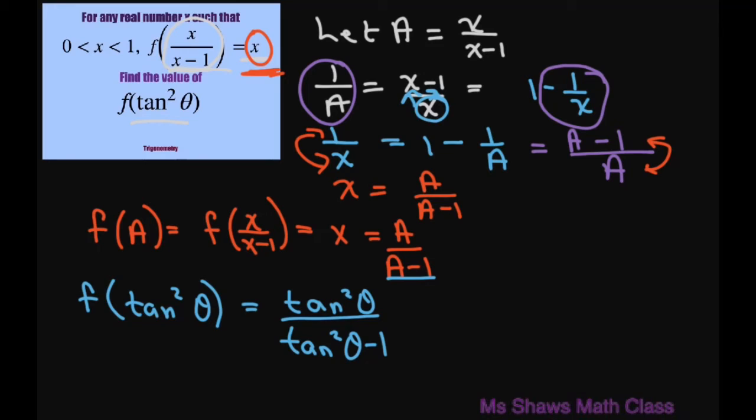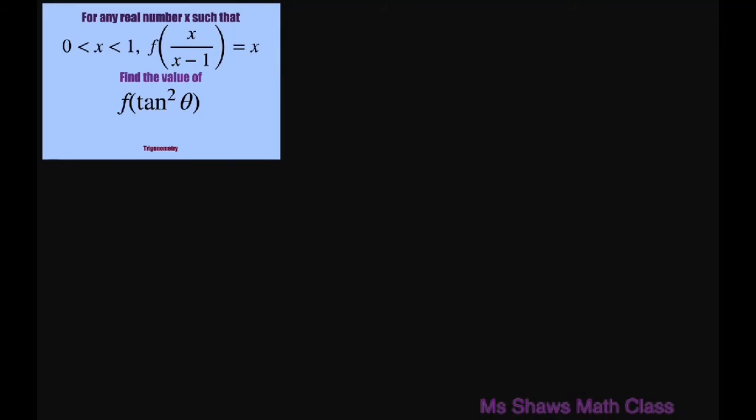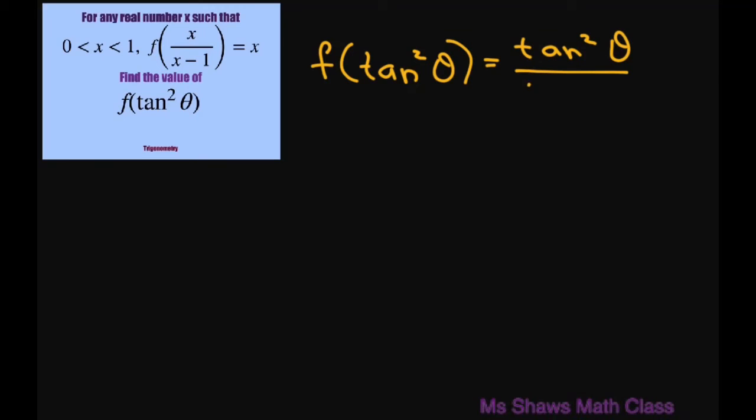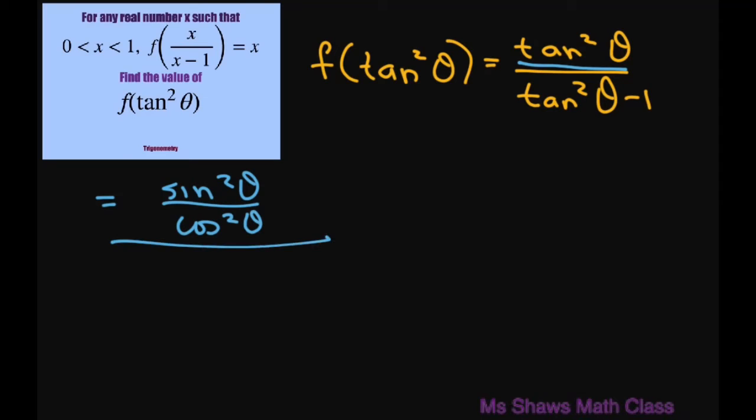I'm going to be running out of room, so I'm going to go ahead and start again. So we have f of tan squared of theta equals tan squared of theta divided by tan squared of theta minus 1. And from here we just have to simplify. So let's write this in terms of sine and cosine. This is going to equal sine squared of theta divided by cosine squared of theta, and then this is the same thing, so you get sine squared of theta divided by cosine squared of theta minus 1.